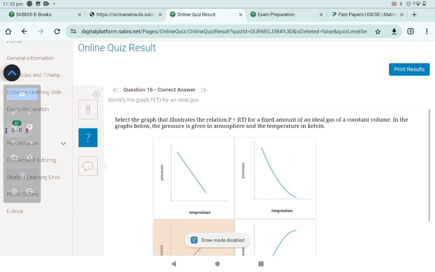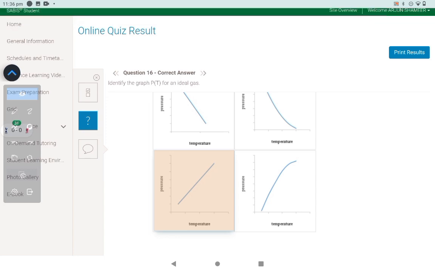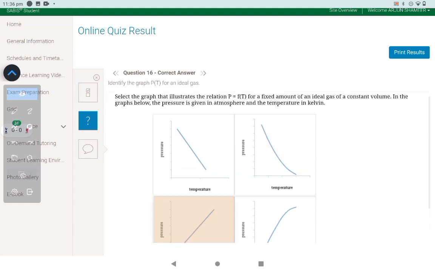Okay, this one, what do they want? They want the graph for a fixed amount of an ideal gas of a constant volume. In the graph below, the pressure is given in atmospheres and the temperature in Kelvin. So when volume is constant, pressure and temperature are directly proportional. So the graph is going to be a straight line. It's going to be proportional. When pressure increases, temperature increases.